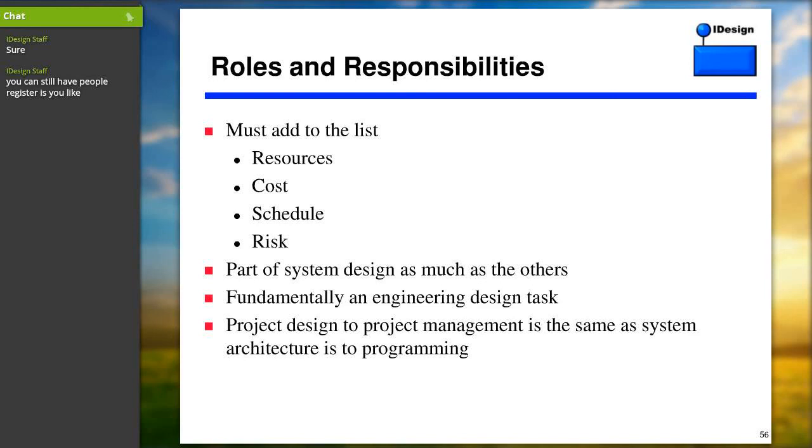Addressing all of these things together is an engineering task. These are not something that mere paper-pushing managers can actually do. They can make facilities that work, but they can't actually do it.